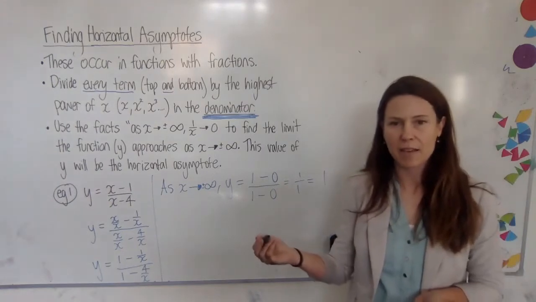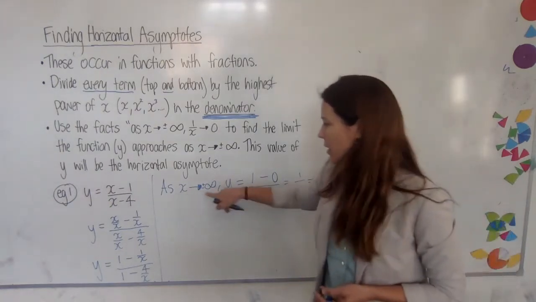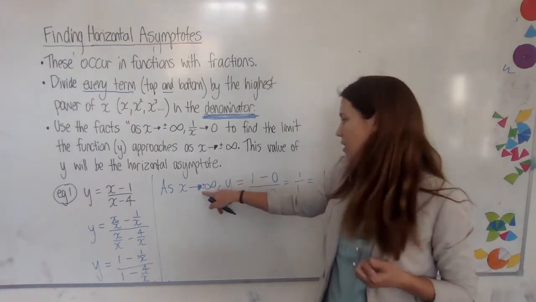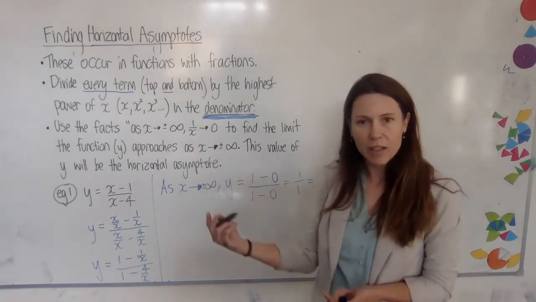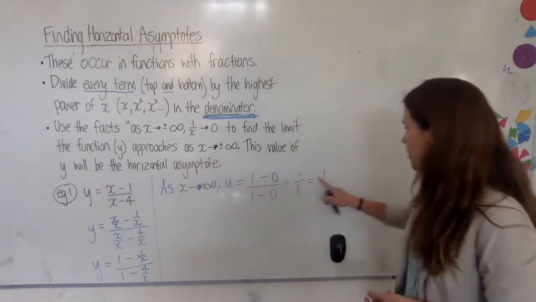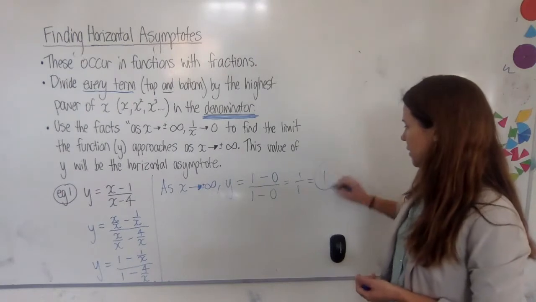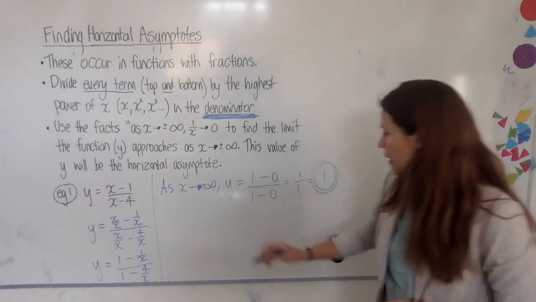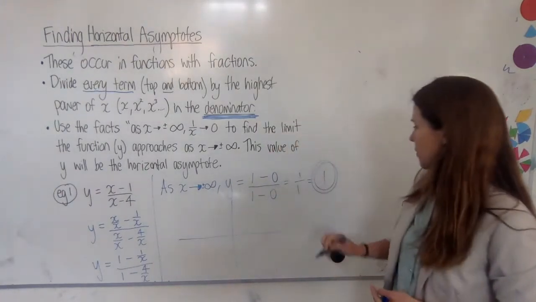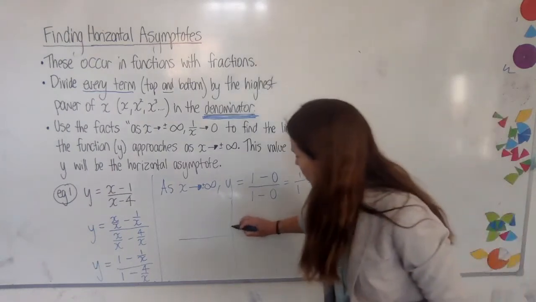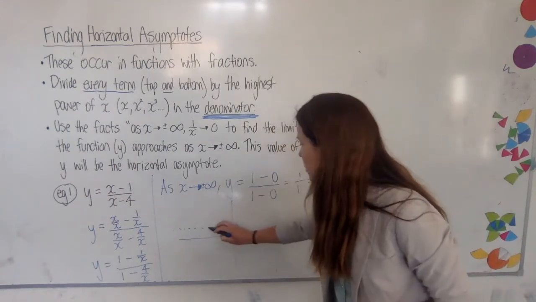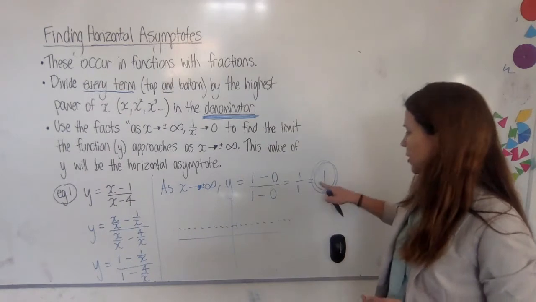Now can it get there? No, because x can't ever be infinity, and it can't ever be negative infinity. It might get close, but it's never going to make it. That means y is never going to make it to y equals 1. And that tells me that as I go to graph this, I'm going to have an asymptote where y equals 1, because my function is never going to be able to reach that.